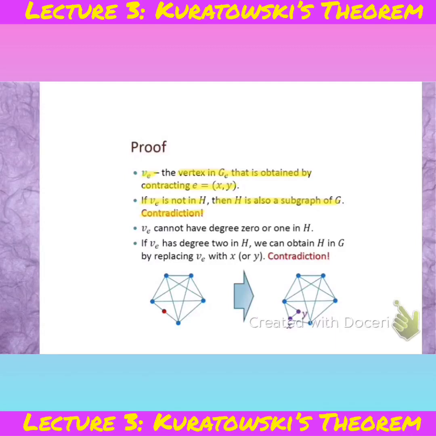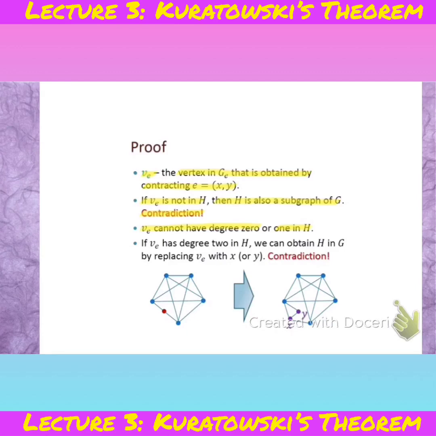Okay, as the vertex VE therefore has to lie on H, obviously it cannot have degree 0 or degree 1 in H because a Kuratowski subgraph has minimum degree at least 2. So you distinguish between two cases. VE must either be a degree 2 vertex, or it must be a vertex of degree more than 2.